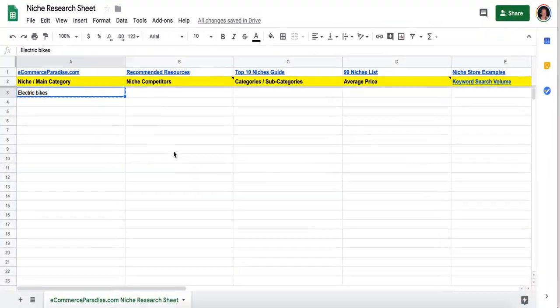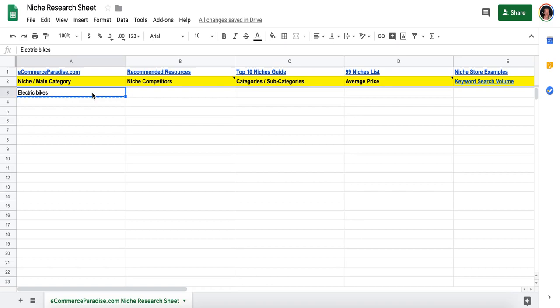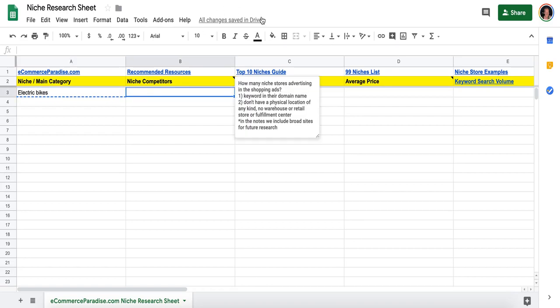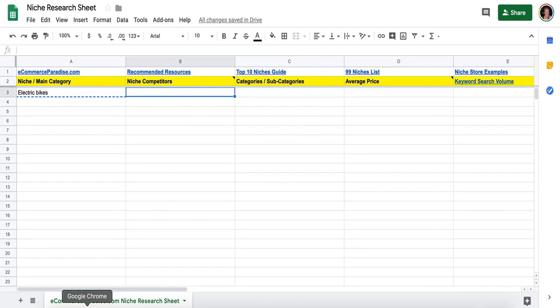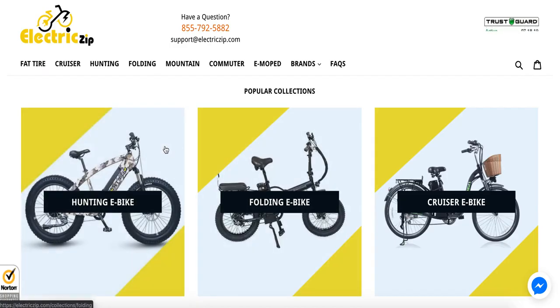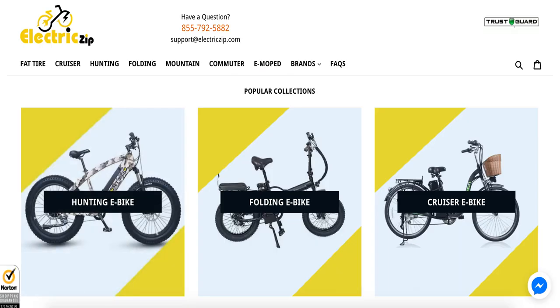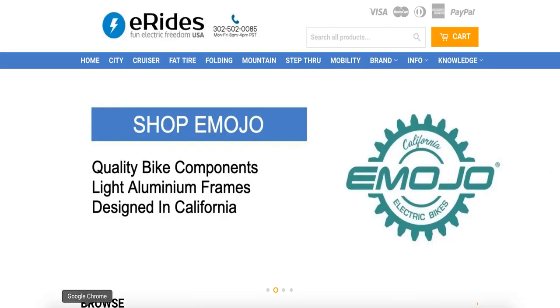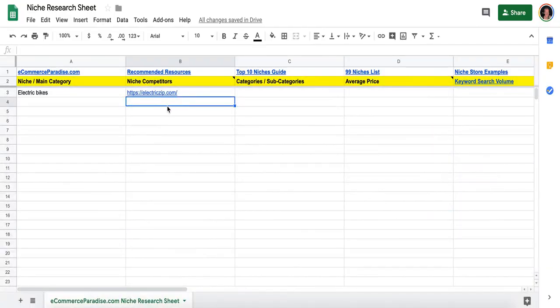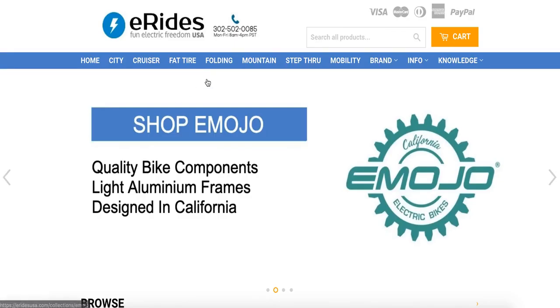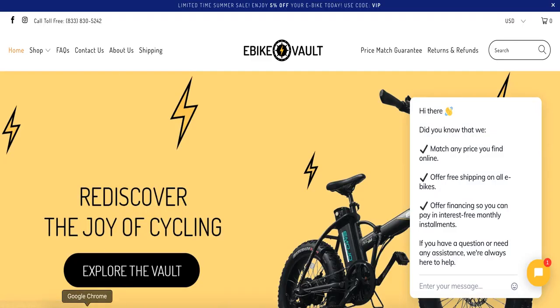So what we can do is we can go into here and we can begin to put the niche site competitors that we found down here in this sheet. So let's go ahead and do that. So we know Electric Zip is one. And next one is eRides USA. Okay. eBike Vault.